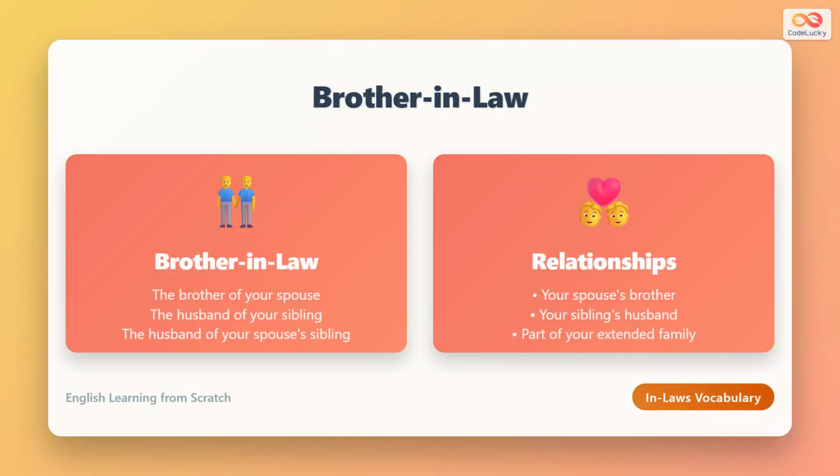Brother-in-law has 3 meanings. First, your spouse's brother. Second, your sister's husband. Third, your spouse's sister's husband. All 3 relationships use the same term, brother-in-law, in English.